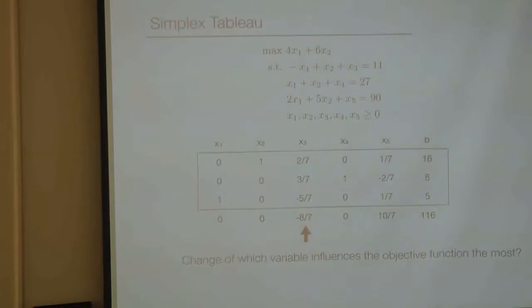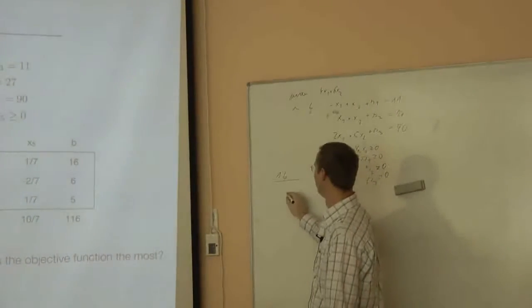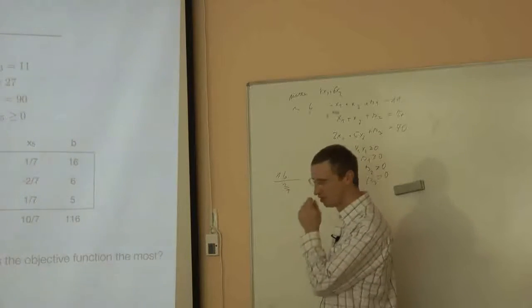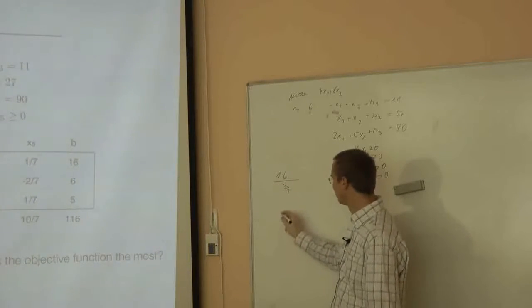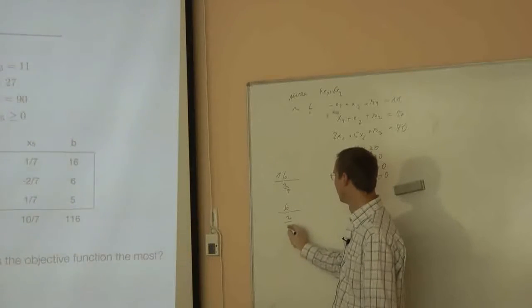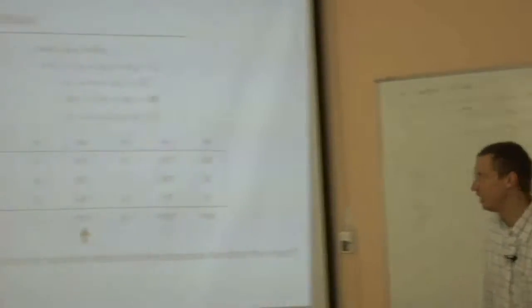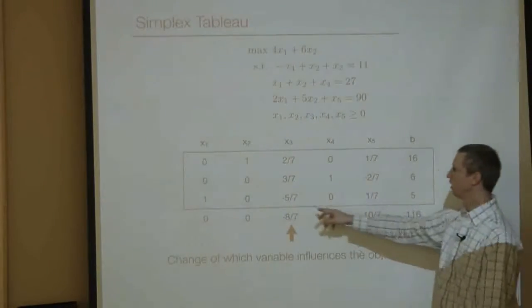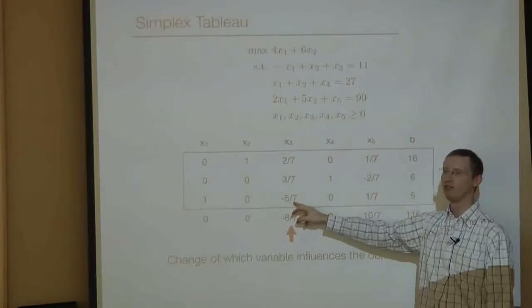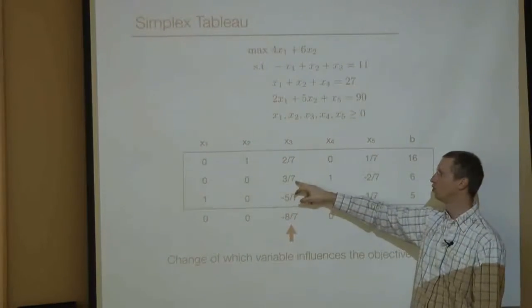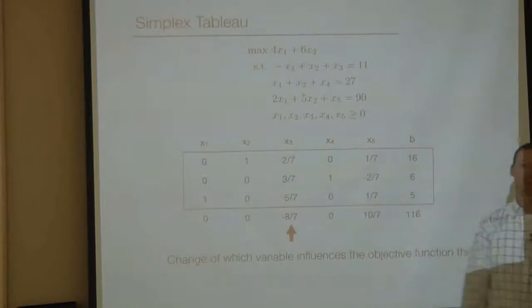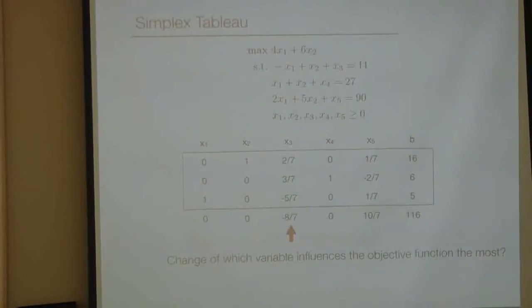Now it's less obvious, right? So let's do those ratios. The first ratio is 16 over 2 over 7. The next one is 6 over 3 over 7, and actually the last one we don't have to consider because it has a negative leading entry here, which essentially means if we increase x3, we go into safety. So we only need to consider entries which have positive coefficients. And among those positive ratios, we have to identify the one which is smallest.